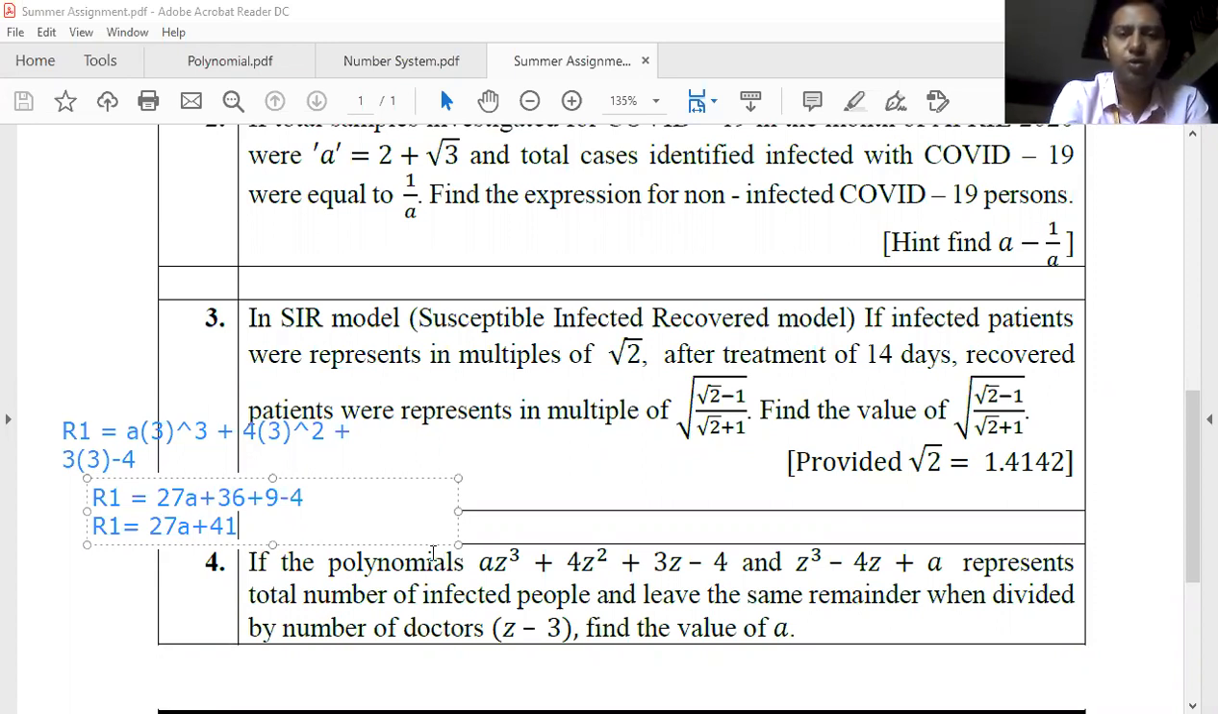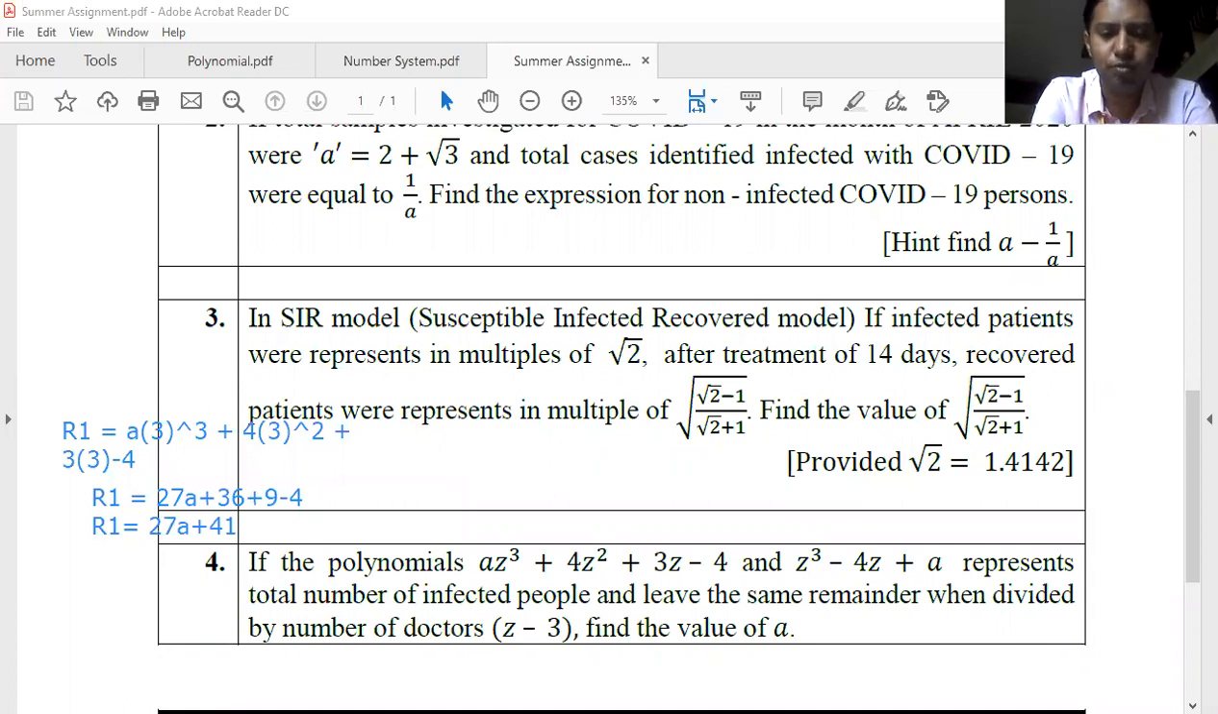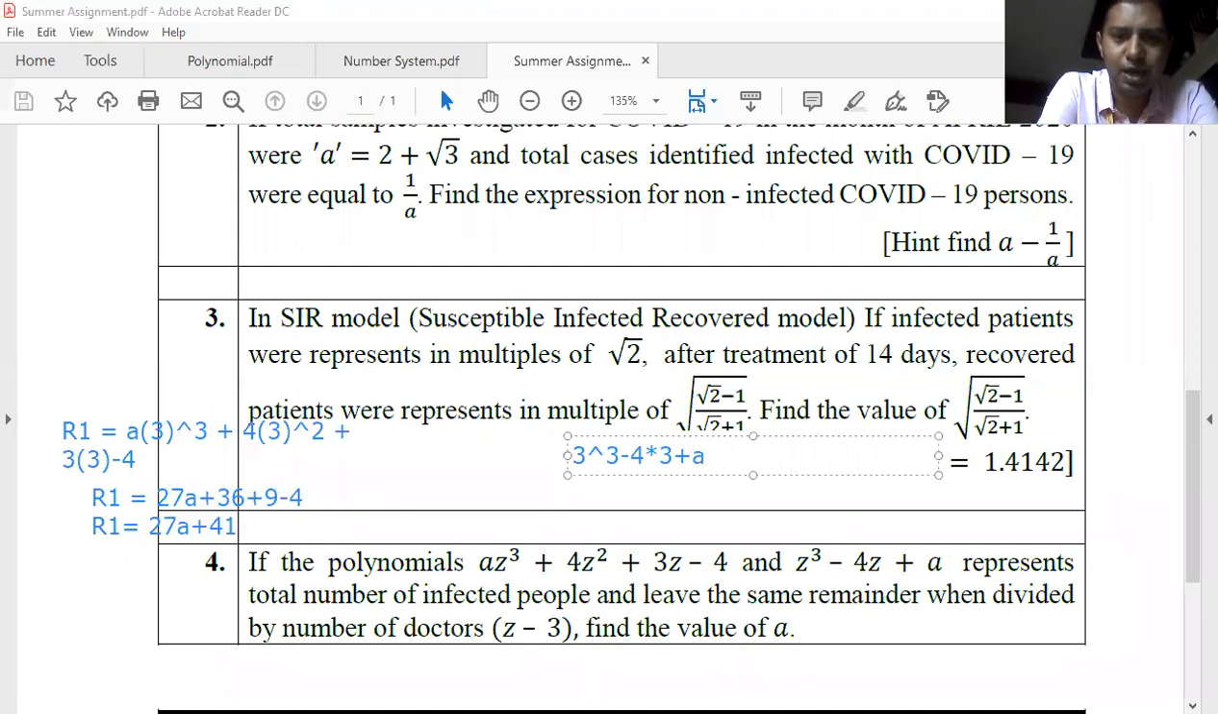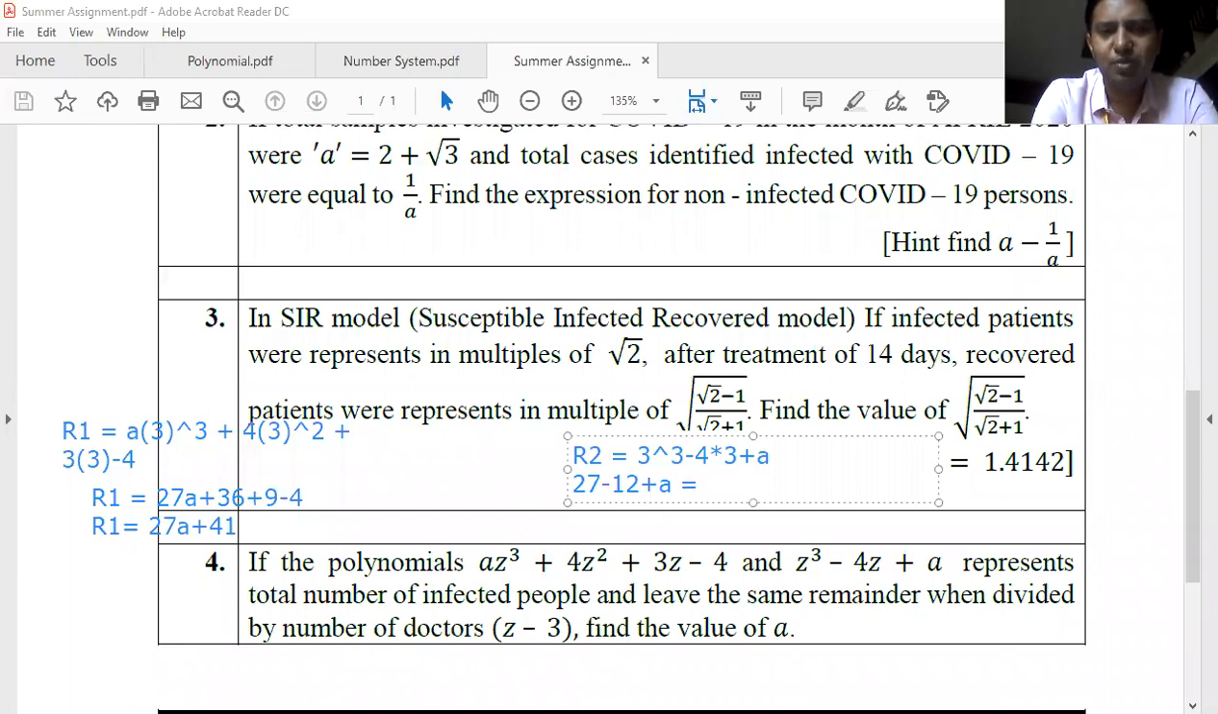Now for R2, what we are going to do is substitute z equals 3 in the second polynomial. In the second polynomial, it is z cube, that is 3 cube, minus 4z, that is 4 into 3, plus a. So this will be R2. I'll write R2 is equal to this. Now 3 cube is 27, minus 4 threes are 12, plus a. This is the remainder R2. 27 minus 12 is 15, plus a.